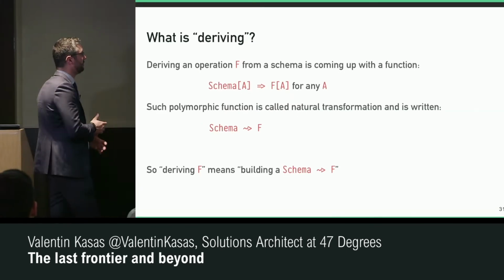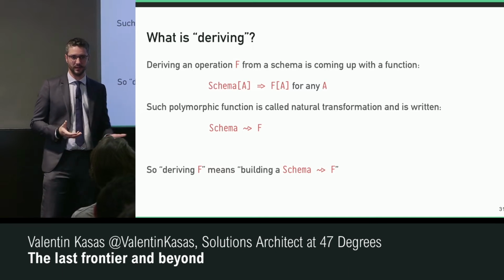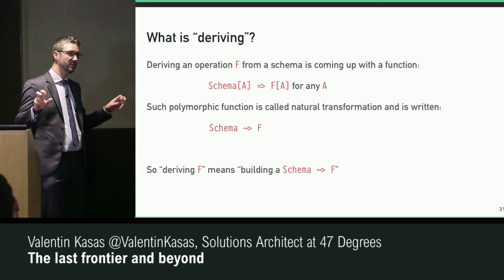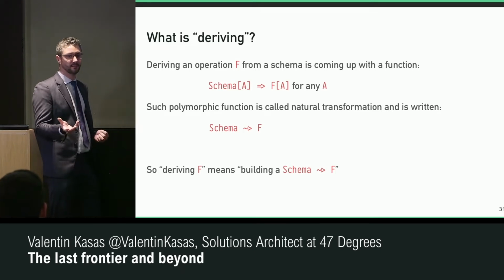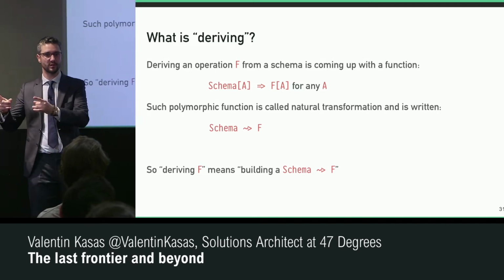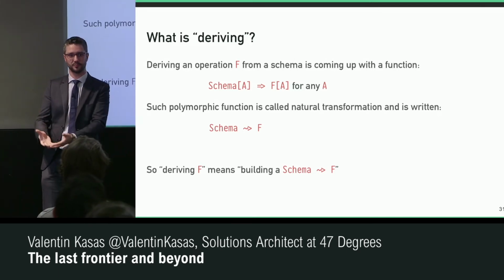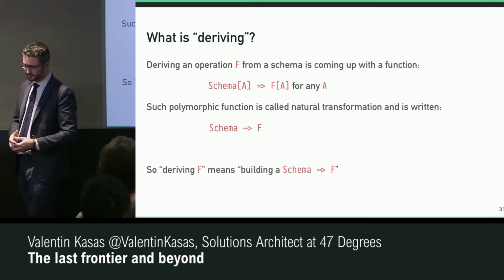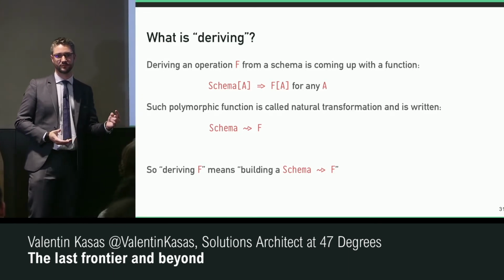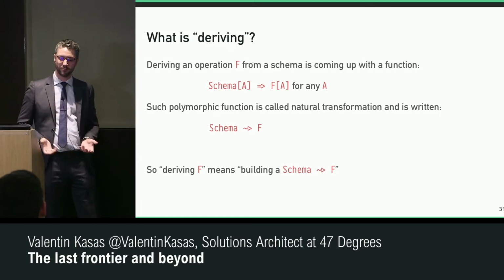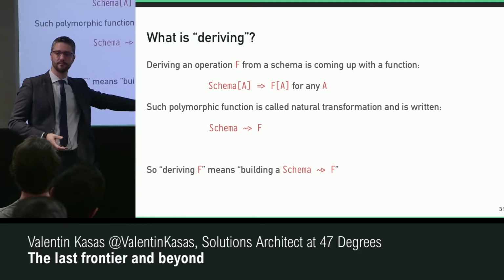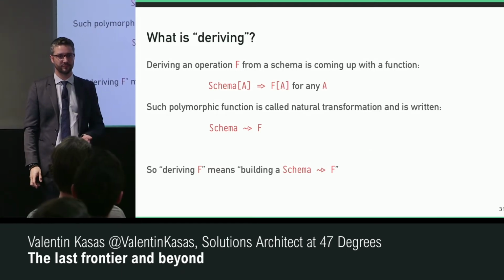Deriving an operation from a schema is the act of coming up with a polymorphic function that for any A will go from schema of A to f of A, f being the operation I want to derive from a schema. And that's exactly what we call a natural transformation from schema to f. So deriving an operation just means building this kind of natural transformation from schema to f.